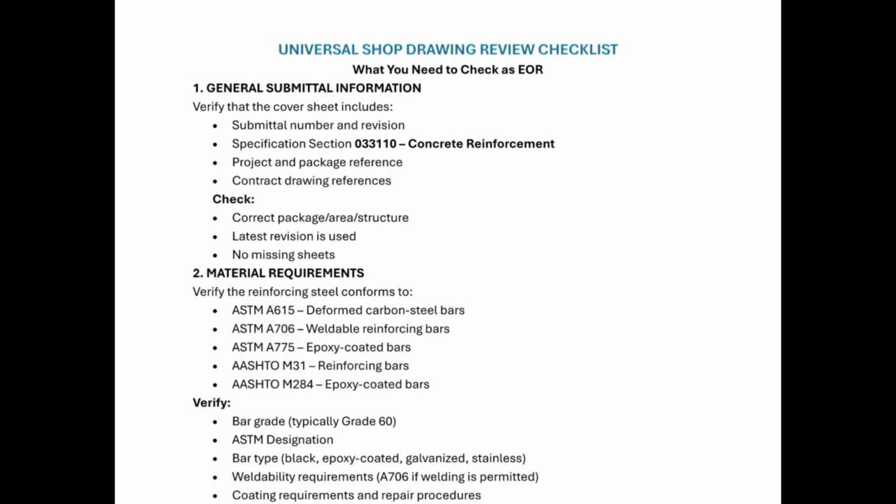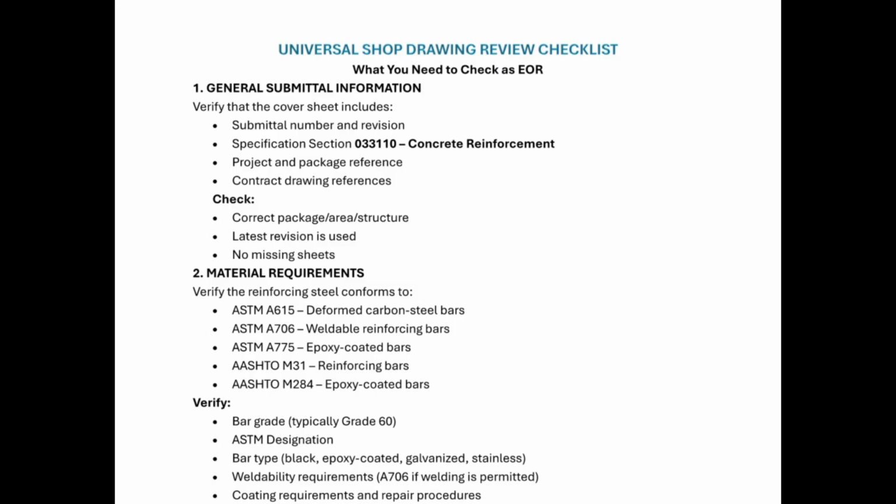You need to check the latest revision is used. If the revision number is still 0 on the new revision set that they sent, then you need to ask if that is actually a revision 0 or 1, because that might make you confused. So check if there are missing sheets. If you see a shop drawing which has numbering, like 1 of 5, 2 of 5, 4 of 5, 5 of 5, you see 3 is missing. So you need to check if 3 is needed, or otherwise you need to mark it off.